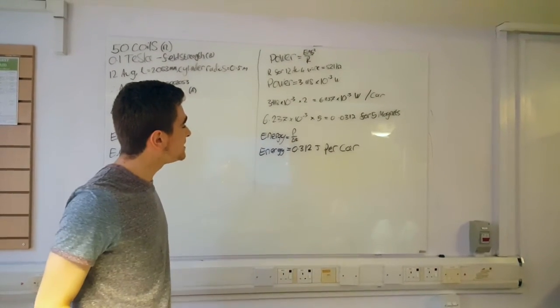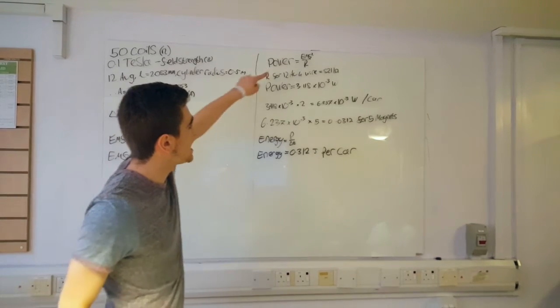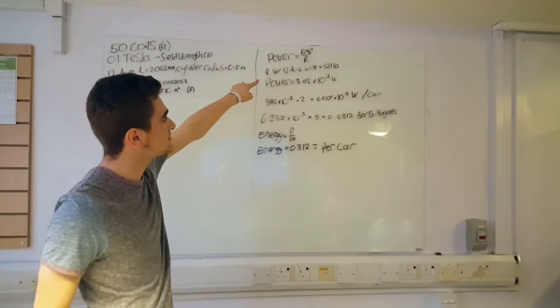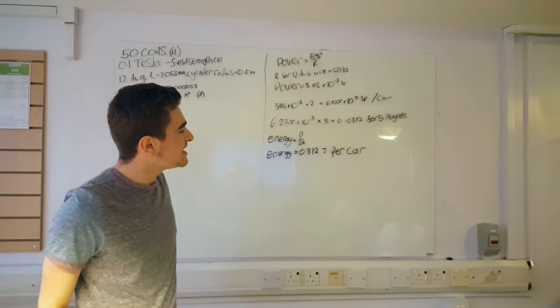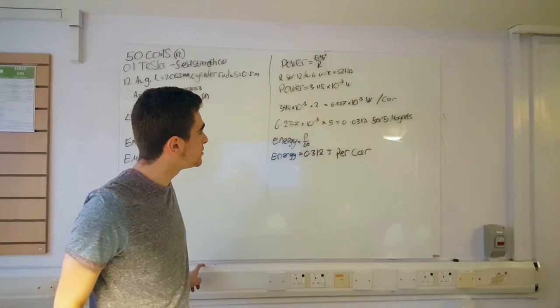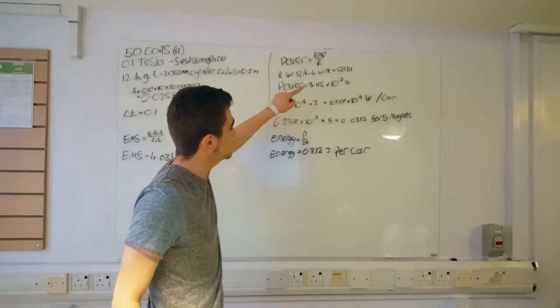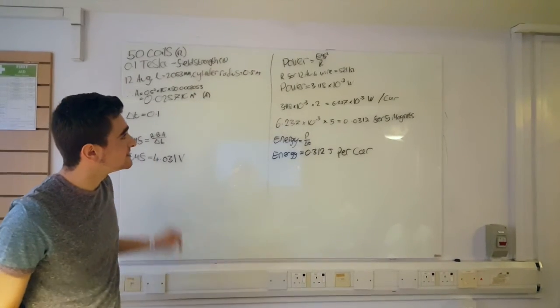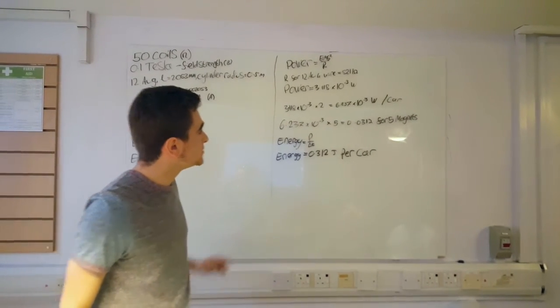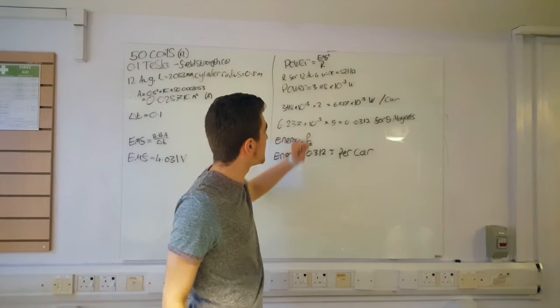Now, if we turn that into power, we have to use EMF squared over R. The resistance for 12 gauge wire is 5,211 ohms. So if we square that and divide it by 5211, we shall get 3.118 times 10 to the minus 3 watts.